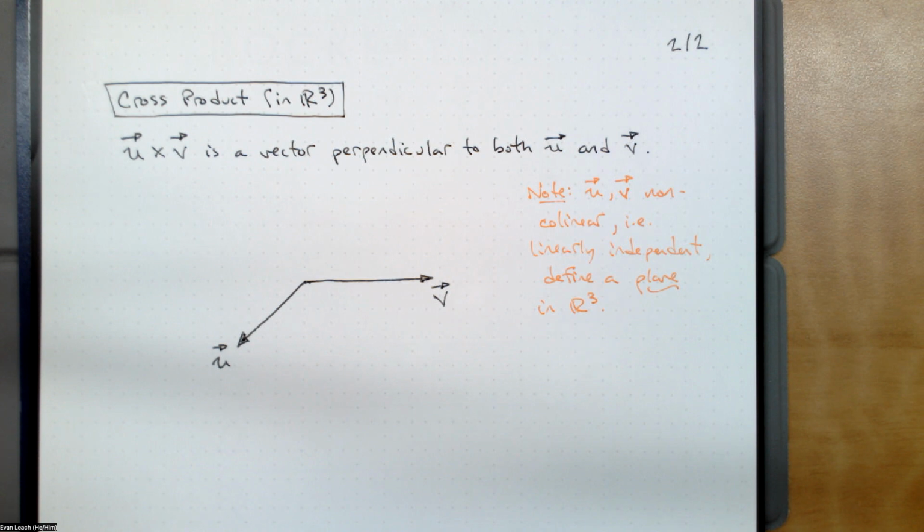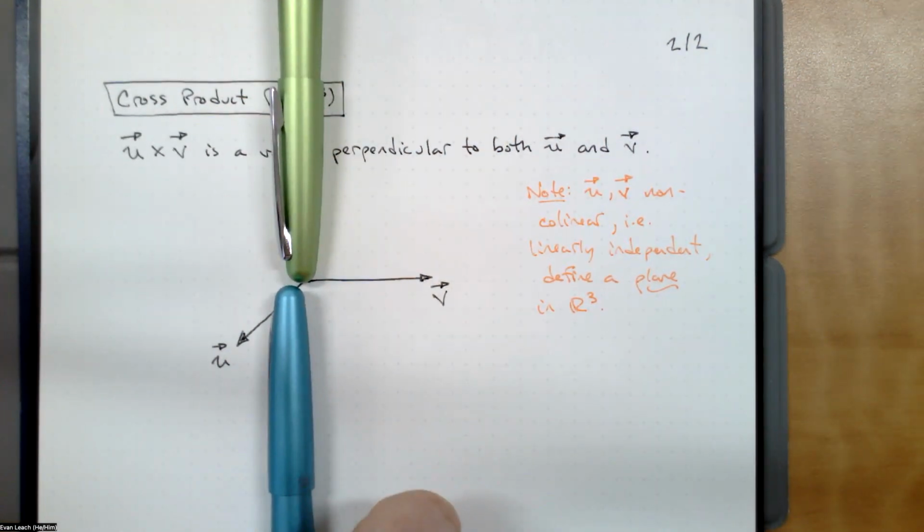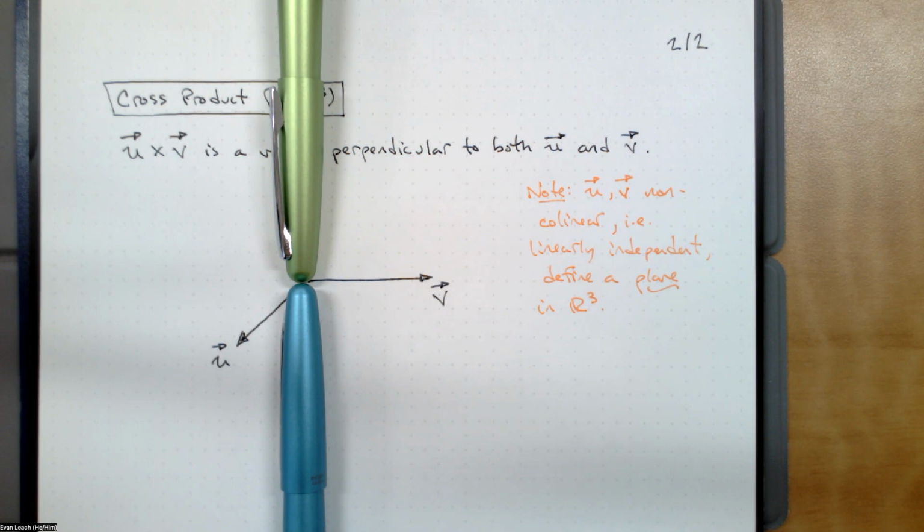So imagine a plane in R3. There's the vector U, there's the vector V. Now, when I say U cross V is going to be a vector perpendicular to U and V, you might notice that there are two vectors that are perpendicular to U and V, one going up and one going down. There's a whole line that we could make perpendicular to that plane. So U cross V is going to be the vector perpendicular to U and V according to the right-hand rule.